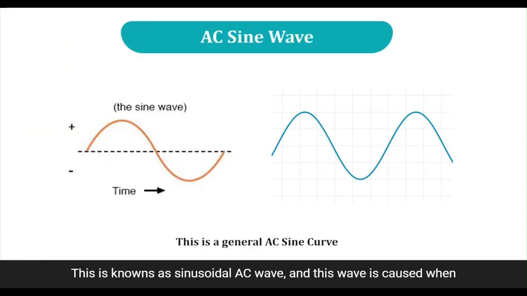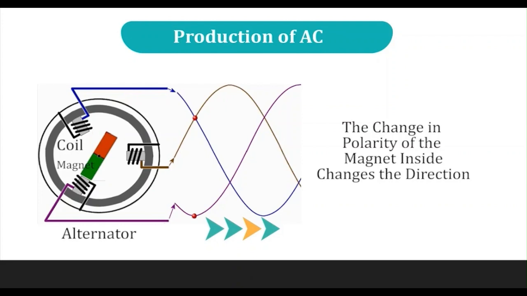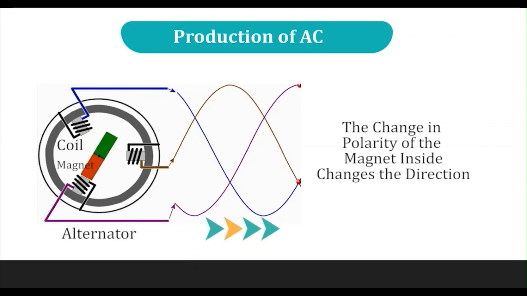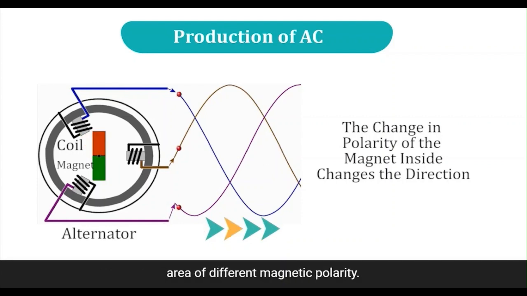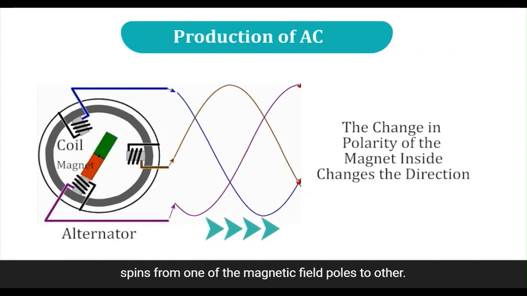This is known as a sinusoidal AC wave, and this wave is caused when alternators at power plants like hydropower plants, wind power plants, solar and nuclear power plants, etc. create AC power. Alternators create AC power by spinning a wire loop inside a magnetic field. Waves of alternating current are made when the wire moves into an area of different magnetic polarity. For example, the current changes direction when the wire spins from one of the magnetic field poles to the other.